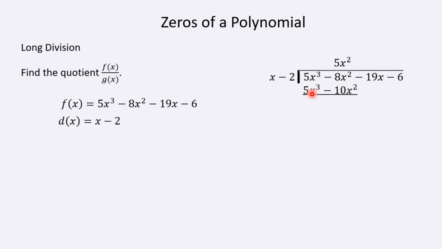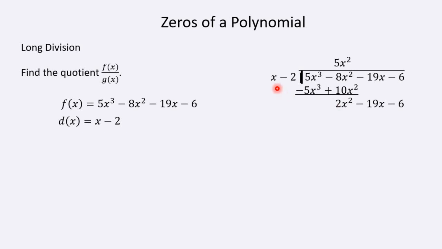Next, I'm going to subtract this binomial from the dividend. So I'm subtracting here, and since I'm subtracting, I have to distribute that negative. If I distribute the negative, this becomes negative 5x cubed, and this becomes positive 10x squared. And then I'm going to just combine the like terms. These will cancel out, and then negative 8x squared plus 10x squared makes 2x squared, and I bring down the negative 19x, and I bring down the negative 6.